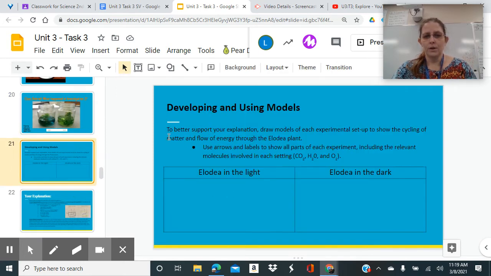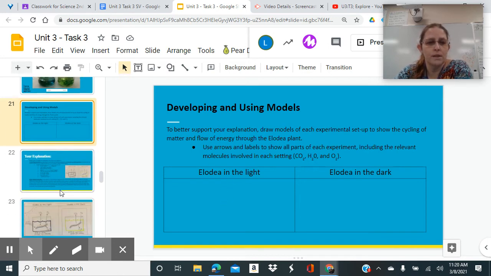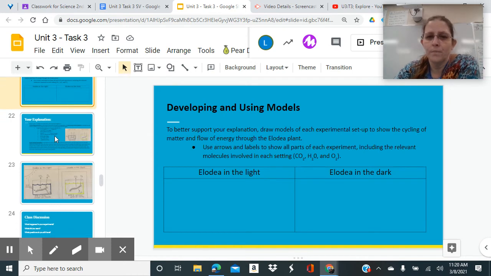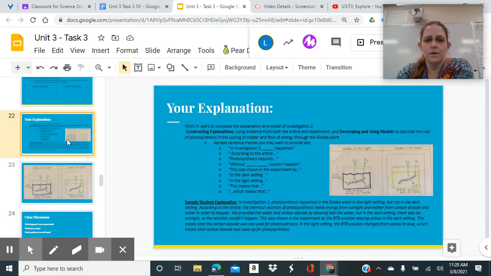So then in here, what you're going to do is, to better support your explanation, draw models of each experimental setup to show the cycling of matter and the flow of energy through the Elodea plant. So you're going to use the arrows and the labels to show all the parts of the experiment, including the molecules. All right, so that's what you're doing today. So I gave you an example on this slide. This is an example of some words that you should use and what you could write for your description, as well as an example of your picture.